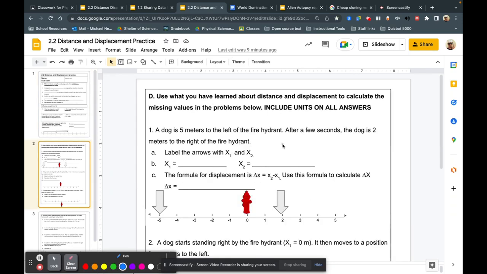On the second page, you need to know that all of your answers need to be written with the correct unit, otherwise they are not correct. So a dog is 5 meters to the left of the fire hydrant. After a few seconds, the dog is 2 meters to the right of the fire hydrant. So I need to label the arrows with x sub 1 and x sub 2. X is the variable that represents our position. So x sub 1 is our first position, or where we start. The dog starts 5 meters to the left of the fire hydrant. So the arrow that is 1, 2, 3, 4, 5 meters to the left will label as x sub 1. And then its ending spot is 2 meters to the right, so we'll label that as x sub 2.